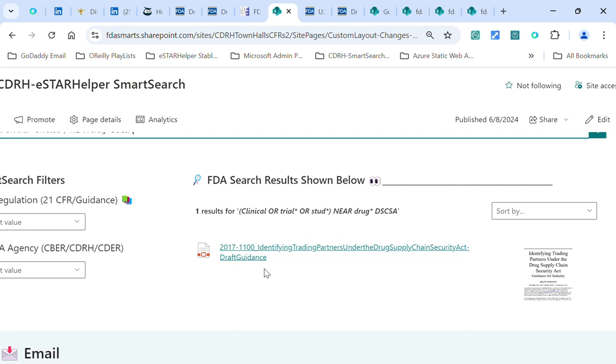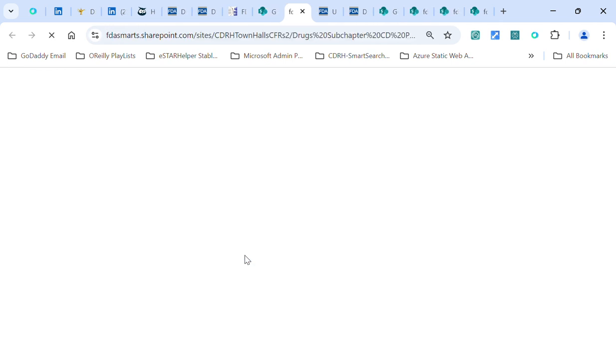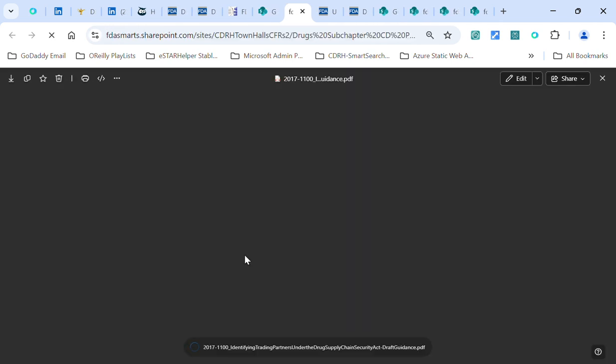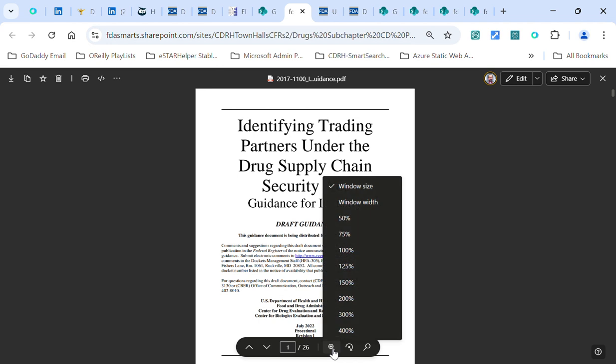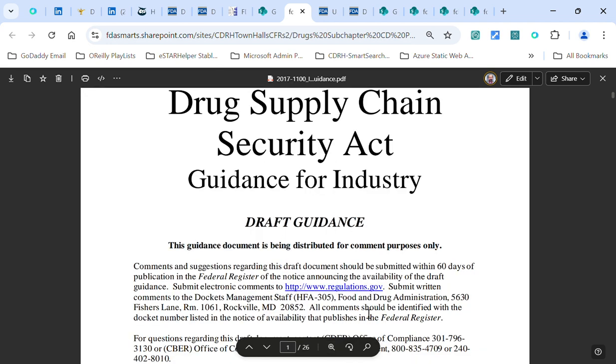The guidance is titled, or the file name is, Identifying Trading Partners under the Drug Supply Security Act. We click that to open it up. It's a bit small to read, so the little mini menu down here allows us to expand it without downloading, mind you. And then the search bar now allows us to search for terms.